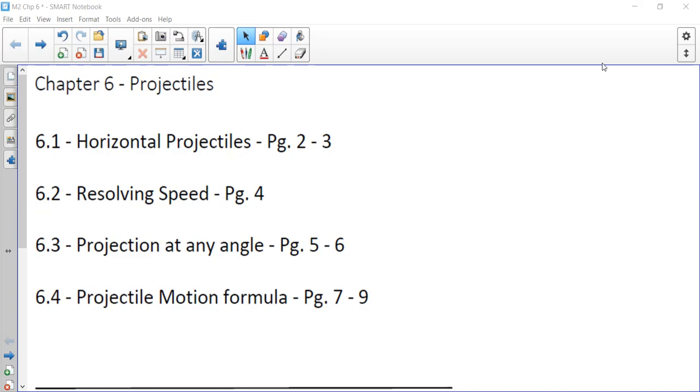While you've learned Suvat in year 1, haven't you? Then why are we going through it in chapter in year 2? The reason being is we're going to combine the two together. We're going to combine the x direction and the y direction of the Suvat together.